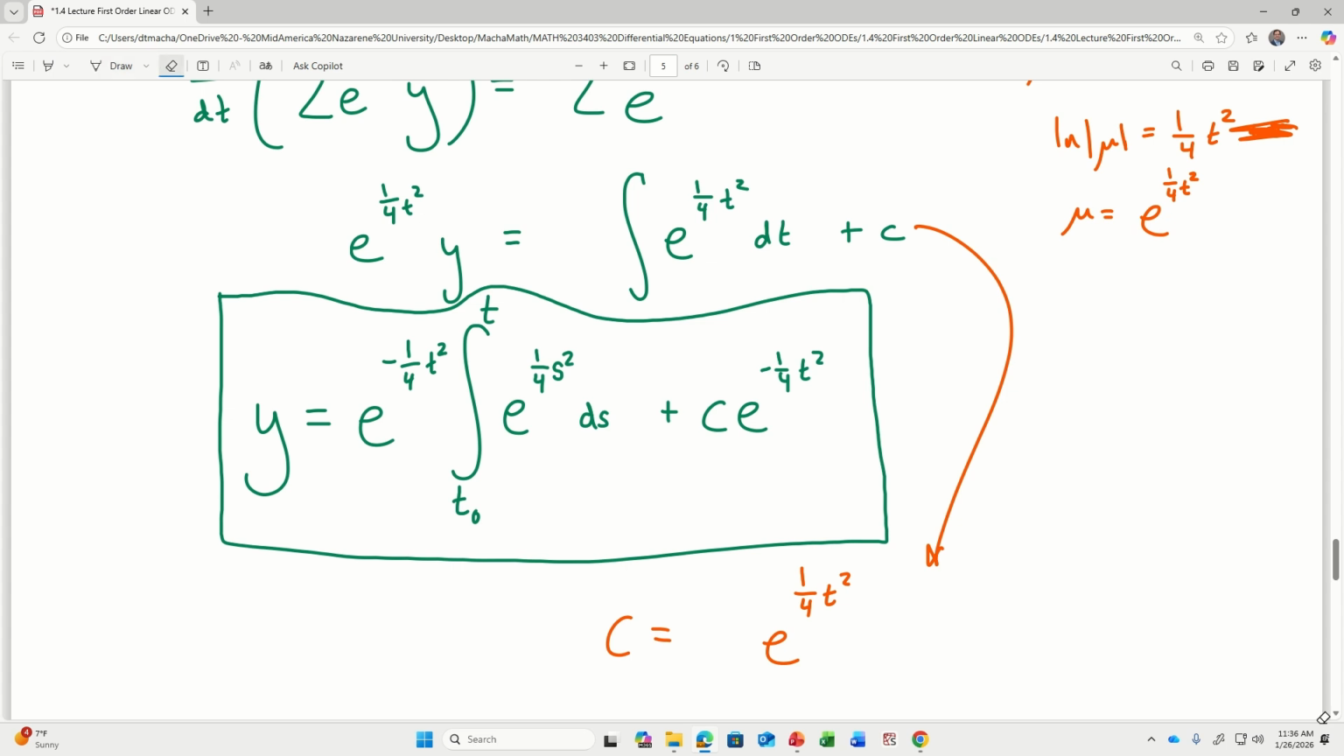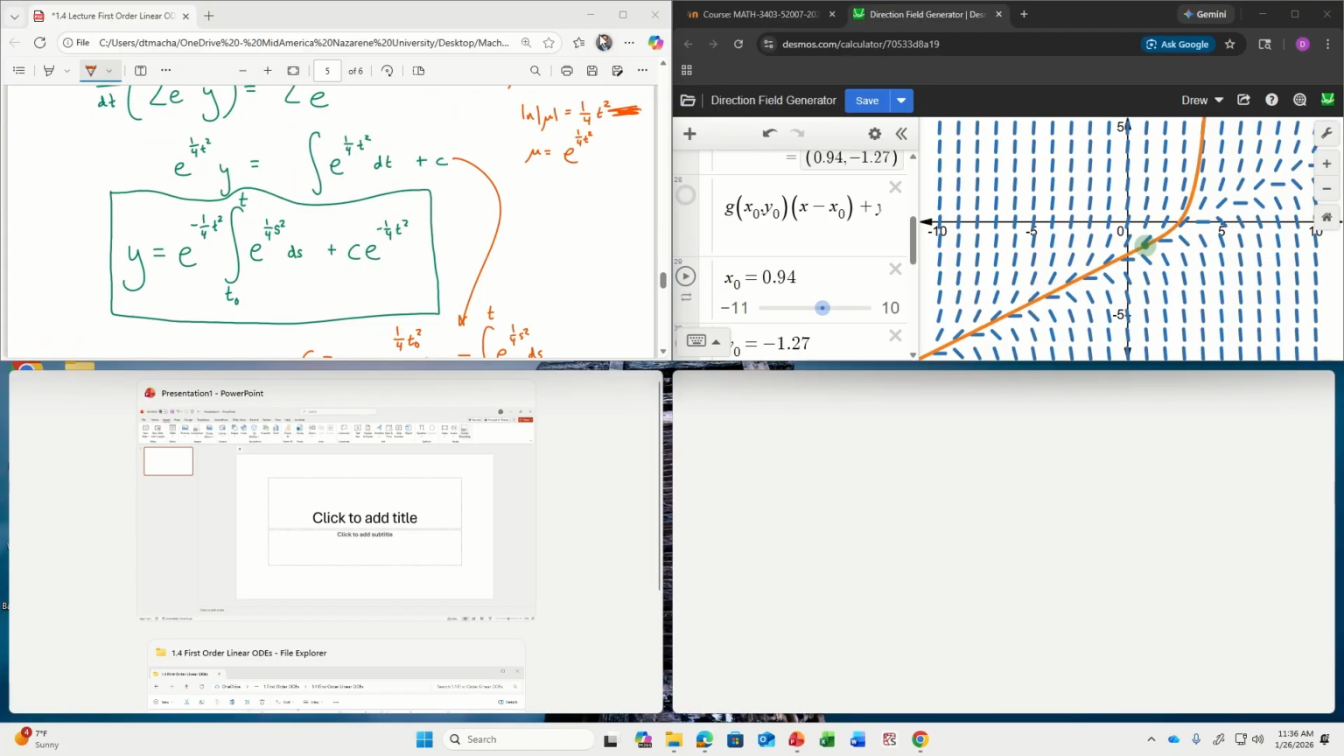Except this is going to be in Desmos. So remember that the t's are going to become x's and that we're using initial values, minus the integral from the initial value t to the final value t of e to the 1/4 s squared ds. Cool. I think that should do it. So in green, that's my general solution, and in orange, that's my particular solution. Let's see how it stacks up.